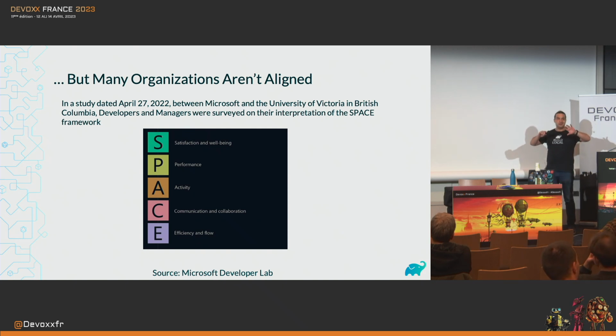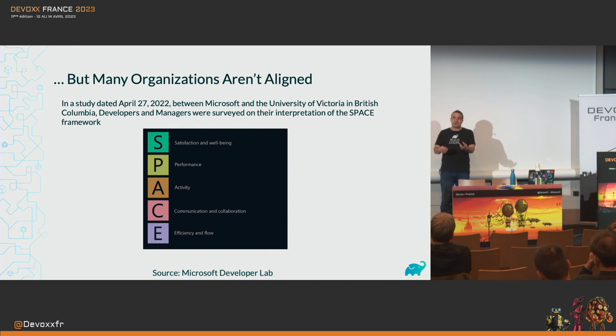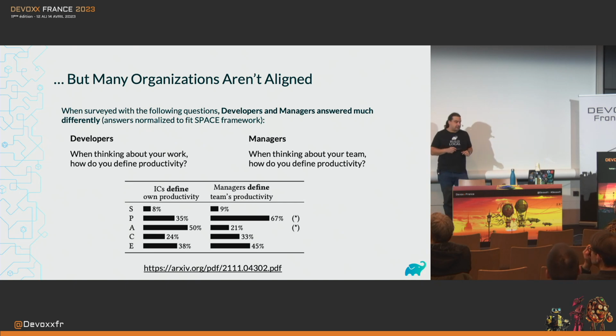They surveyed developers, so individual contributors, and then their managers around how they thought about productivity, okay? Now the cool thing about SPACE framework is that it doesn't prescribe to you how to get your metrics, and it doesn't prescribe to you what to do with that data. It's just giving you a picture. So you can gather the data any way you want. So in this study, they just did something very simple. They just surveyed developers and managers, and they asked them, how do you think about productivity?